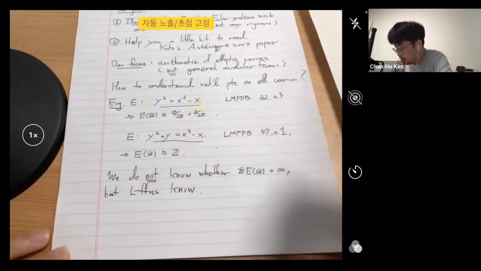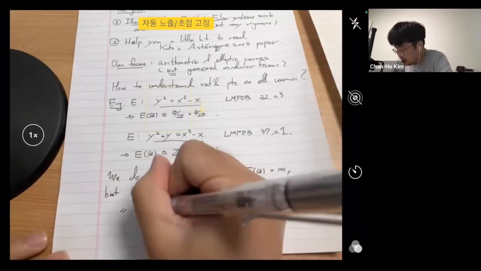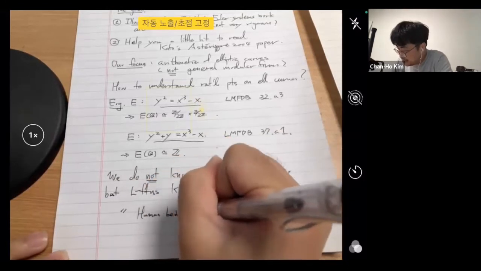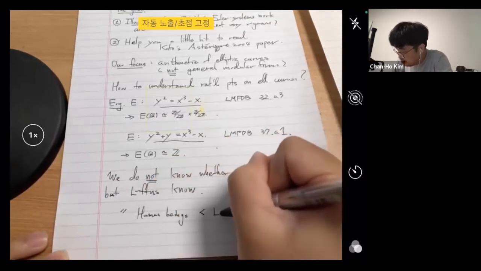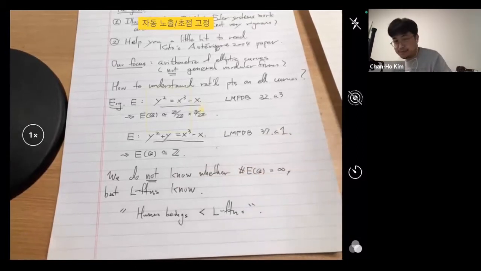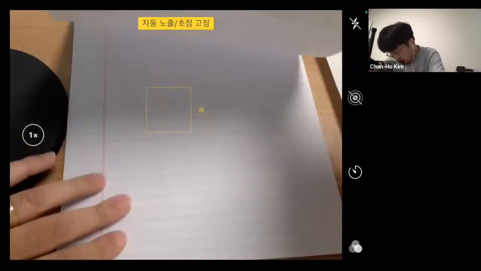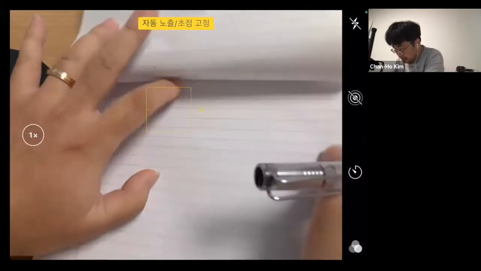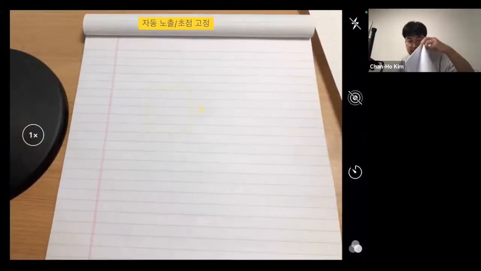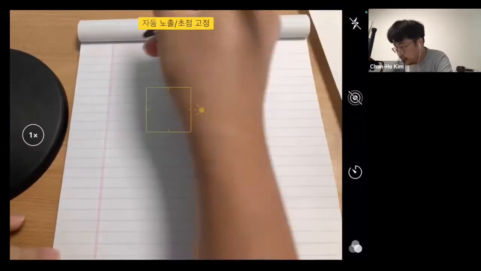So here is one equality. The L-function is in some sense better than a human being, something like that. This is one important inequality. And let me recall the basic facts of elliptic curves. I think the first 10 minutes will overlap with Francesca's talk a lot.